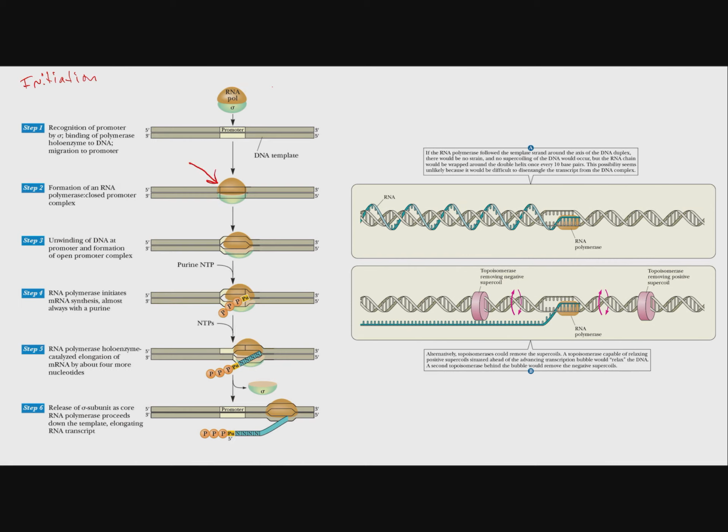You can see here what doesn't happen, okay? What doesn't happen is that RNA polymerase doesn't just run around the template strand following it around the helix. If that happened, the mRNA would get wound up around the DNA. So what actually happens is the topoisomerases unwind and wind ahead of and behind this transcription bubble so that the mRNA can come out and not be all tangled up, essentially.